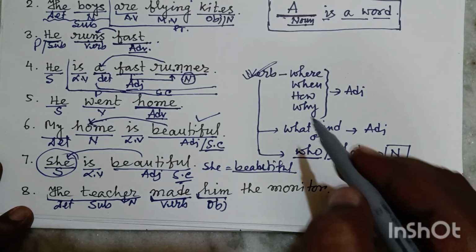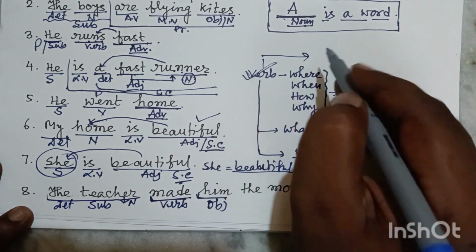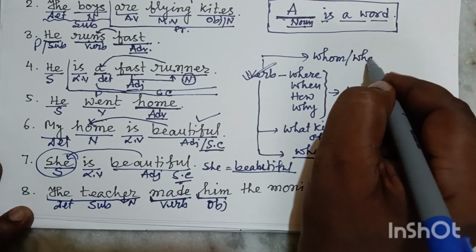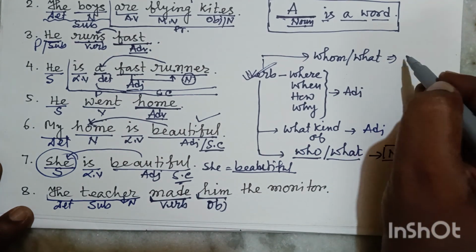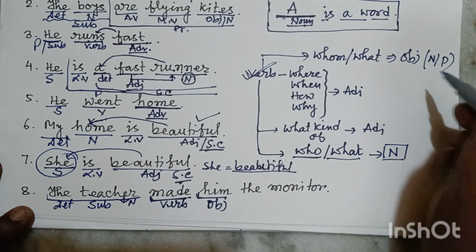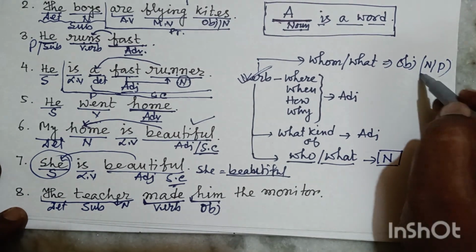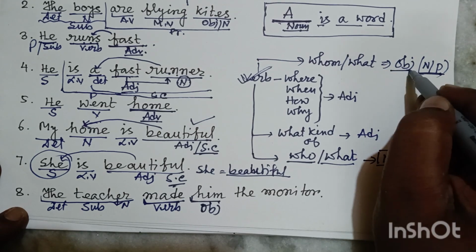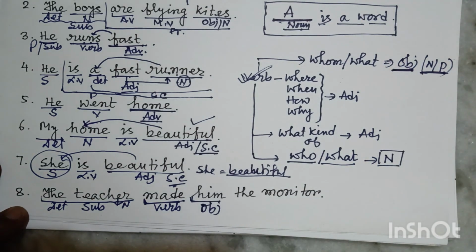My dear friends, if you ask the verb by whom or sometimes what, you will get the object, and obviously the object will be a noun or pronoun. This is the function of noun or pronoun, that they may be the subject, they may be the object, or they may be the complement in the sentence.